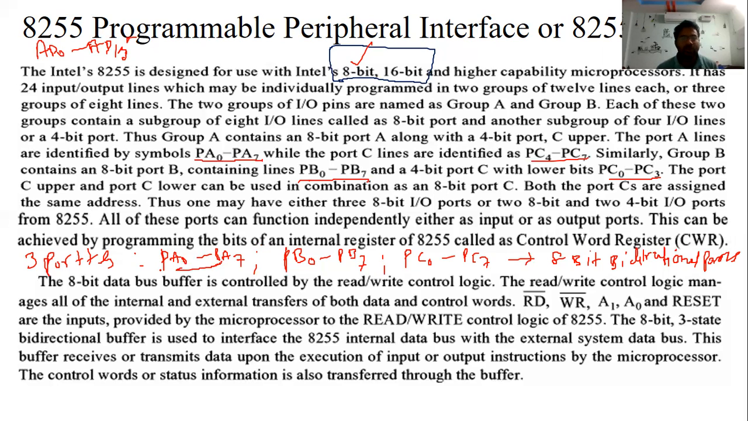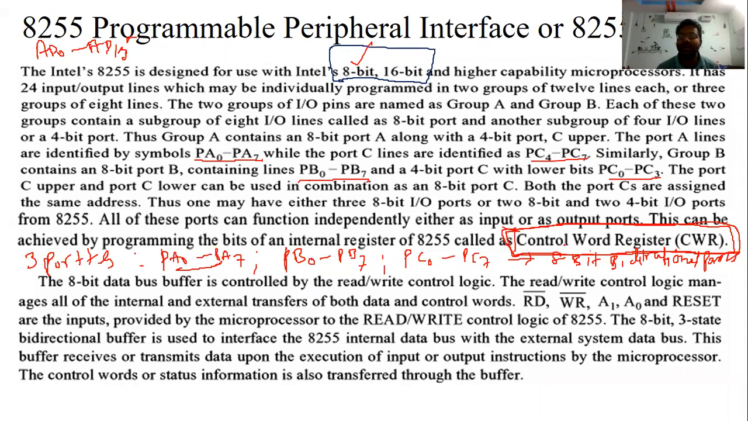So who can give commands to these ports? It may work as an input port, or it may work as an output port. This will depend on the control word register. Remember this one. You should keep it in mind. This is very much essential. In the examinations also, when you write this control word register and the 8-bit register format, then only you get full marks. Control word register.